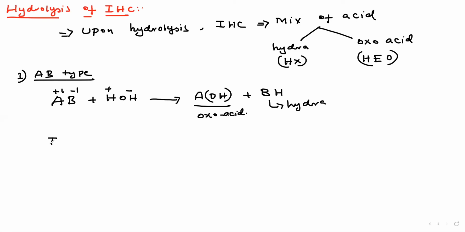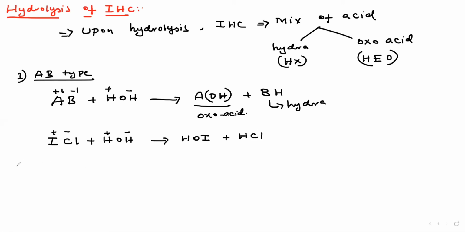Please see the example. I take ICl. It reacts with HOH. This is plus, this is minus, this is plus, this is minus. They form HOI, this oxo acid, plus HCl, this is hydra acid. Understand? That is the first example.